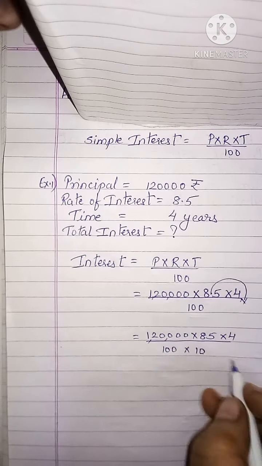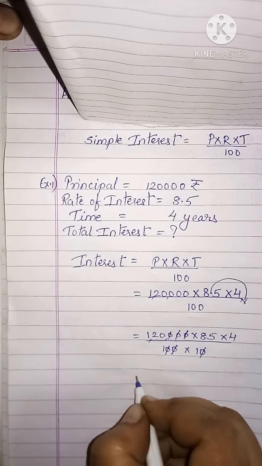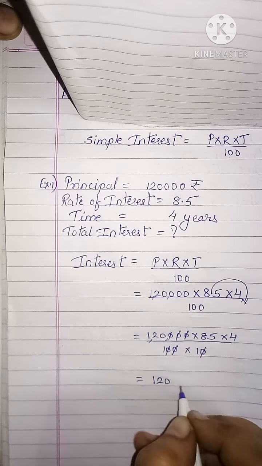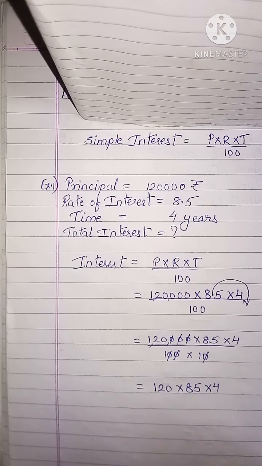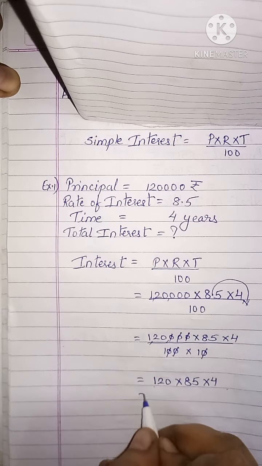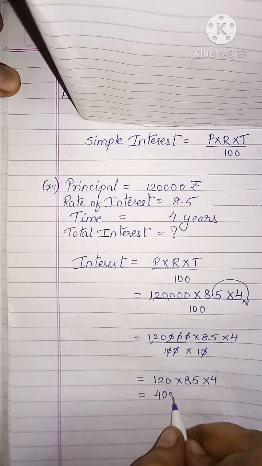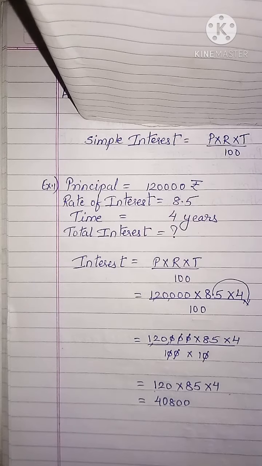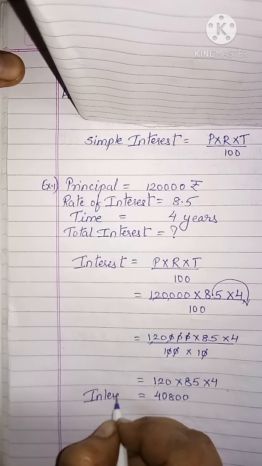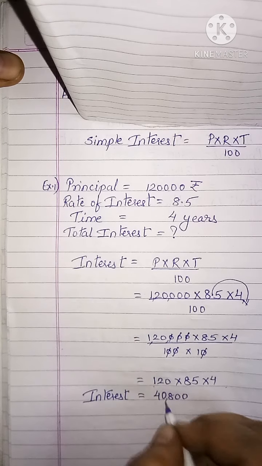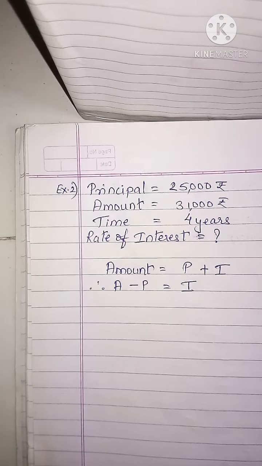So now we will start with the calculation. 0 0 got cancelled, 0 0 0 0 got cancelled. Now what is remaining, that is 120 into 85 into 4. So when we multiply all three numbers together, we get 40,800, and this is the interest. So interest is 40,800 rupees on rupees 1,20,000.